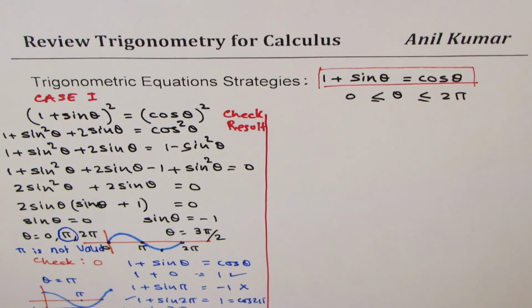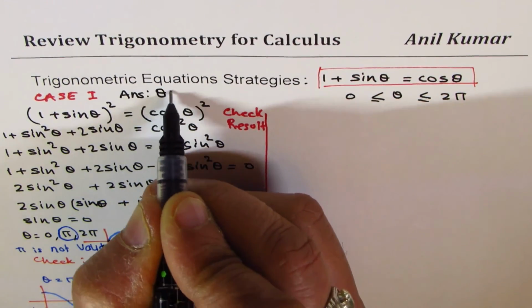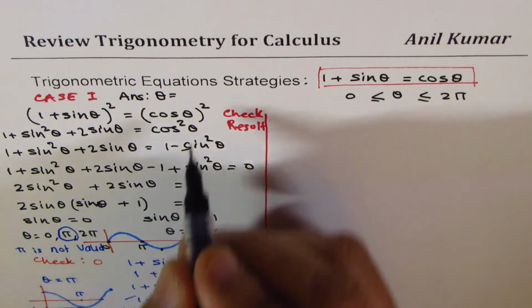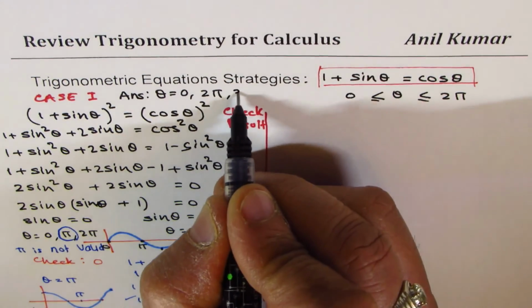3 pi by 2 is 0, right? So we do get 0, which is okay. So all other values are perfectly fine. So ultimately, the valid answer is, for this equation, theta equals 0, 2 pi, and 3 pi by 2.